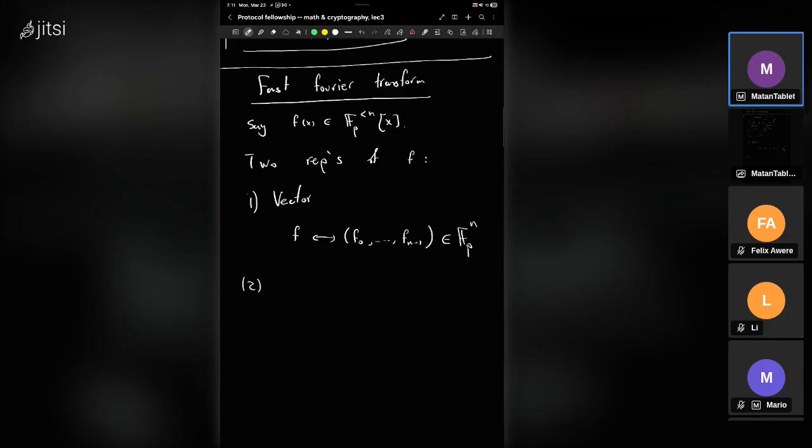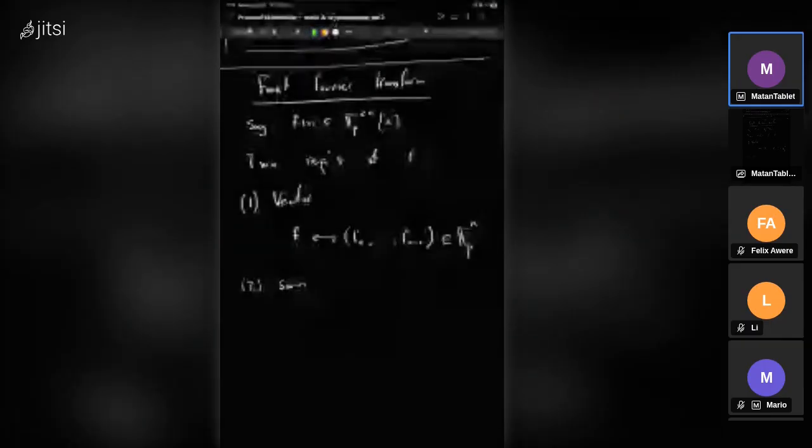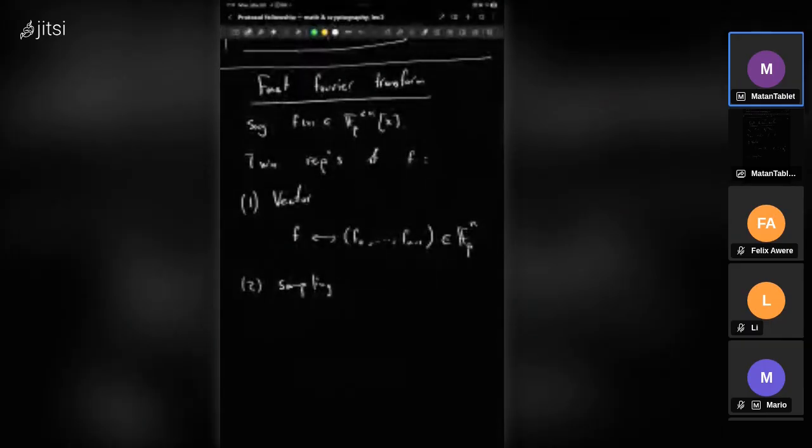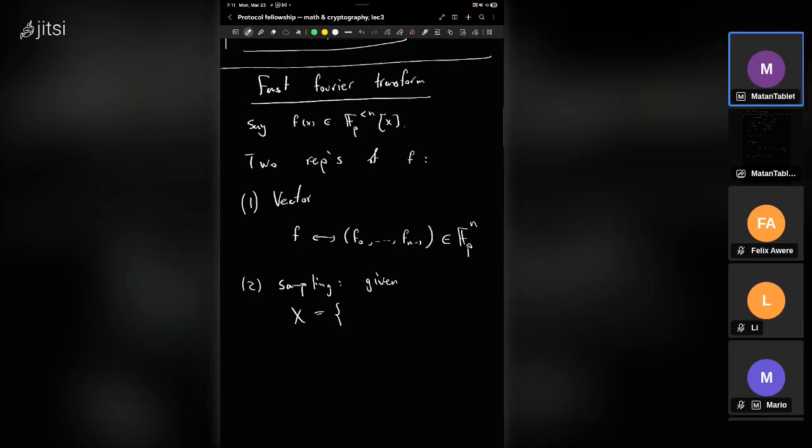And what Lagrange interpolation tells us is that if you had this polynomial and you had a sampling set, a given x, which is x1 up to xn, some subset of Fp, this is called the sampling set.